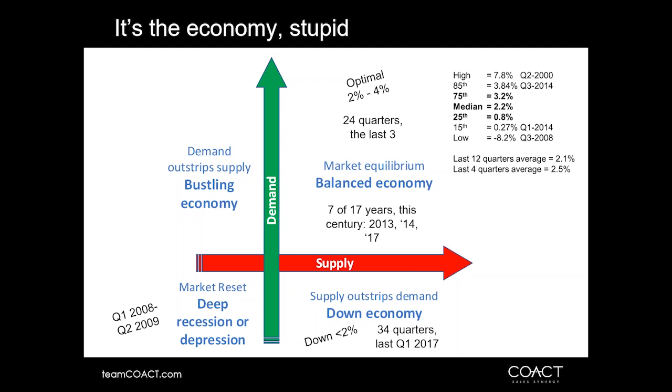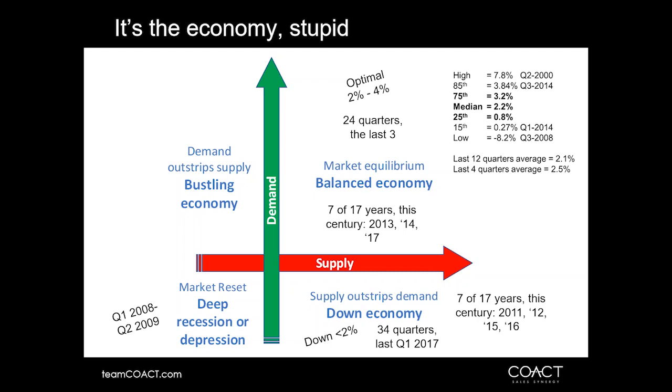Again, 7 of the 17 years this century: 2011, 12, 15, and 16. So we had 15 and 16 before this where we were kind of bouncing back. Sort of odd, but we kind of came back from 2008, 9, and 10 was a pretty good year. And then in 11 and 12, we went into a down economy again, where we had more supply than we really had demand. This bustling economy, for me, is 3.84 or higher.